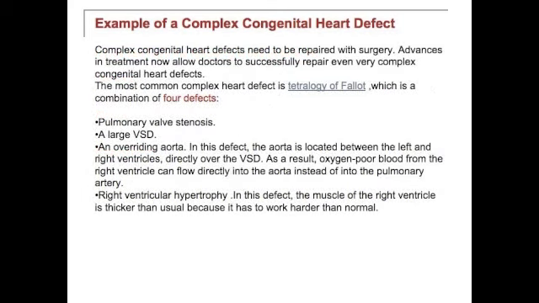So here are some examples of complex congenital heart defects. Complex congenital heart defects need to be repaired with surgery. Advances in treatment now allow doctors to successfully repair even very complex congenital heart defects. The most common complex heart defect is tetralogy of Fallot, which is a combination of 4 defects. Those 4 defects are pulmonary valve stenosis, a large VSD, an overriding aorta, and right ventricular hypertrophy.